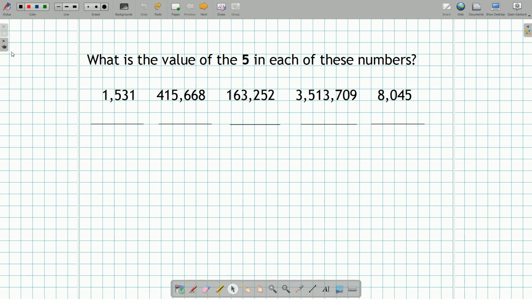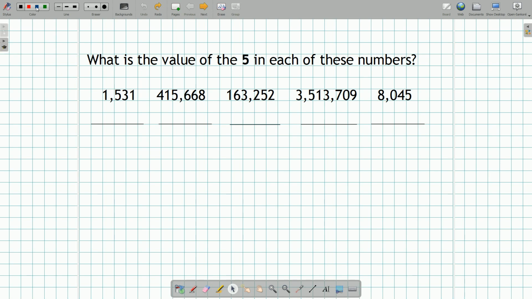Now I've already done a quick revision video of this, so treat this as your practice questions, which you can have a go at yourself, and I'll be going through each one with the best method of how to get these answers correct. So the first one we've got here is what is the value of the 5 in each of these numbers, and I've got 5 numbers there, each of which we'll have to look at in turn to determine the value of the 5. So without further ado, let's get started.